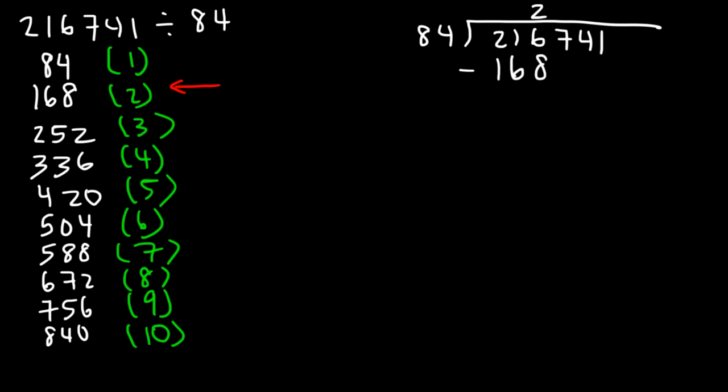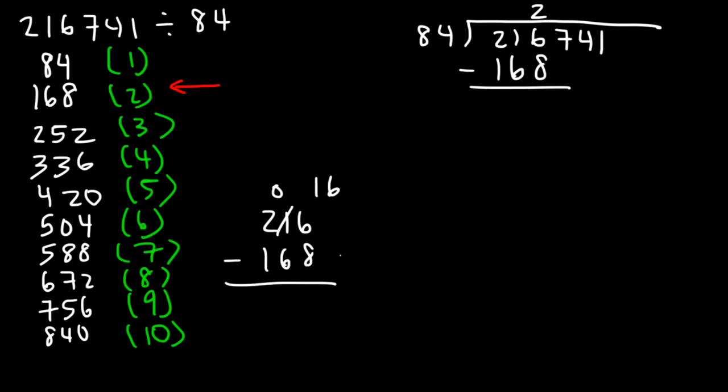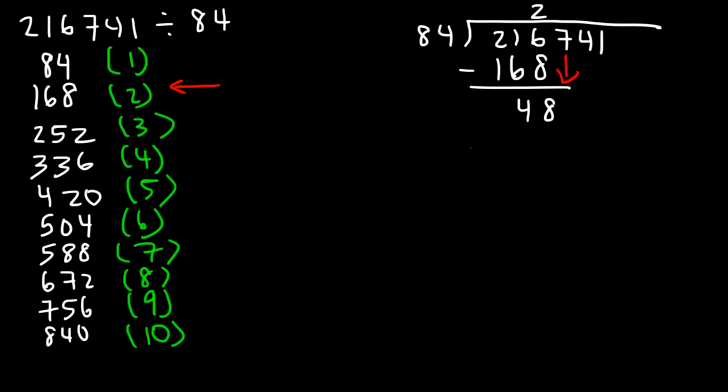So now we need to subtract 216 by 168. So we need to borrow a 1. So 16 minus 8 is 8, and we need to borrow another 1. 10 minus 6 is 4, and 1 minus 1 is 0. So this is going to be 48. Now let's bring down the 7.